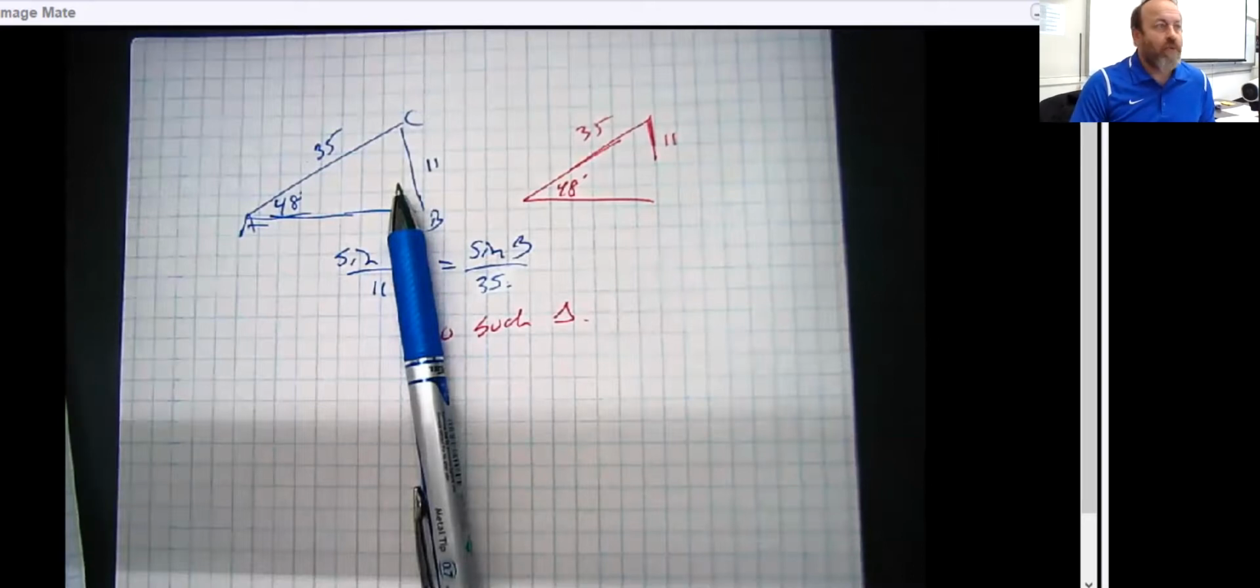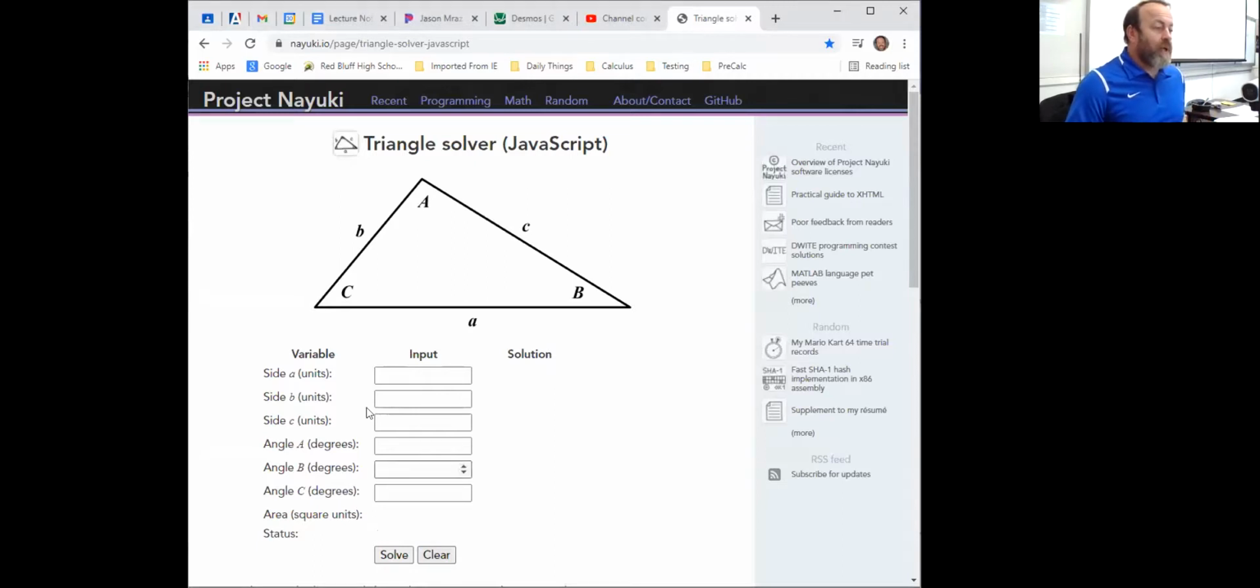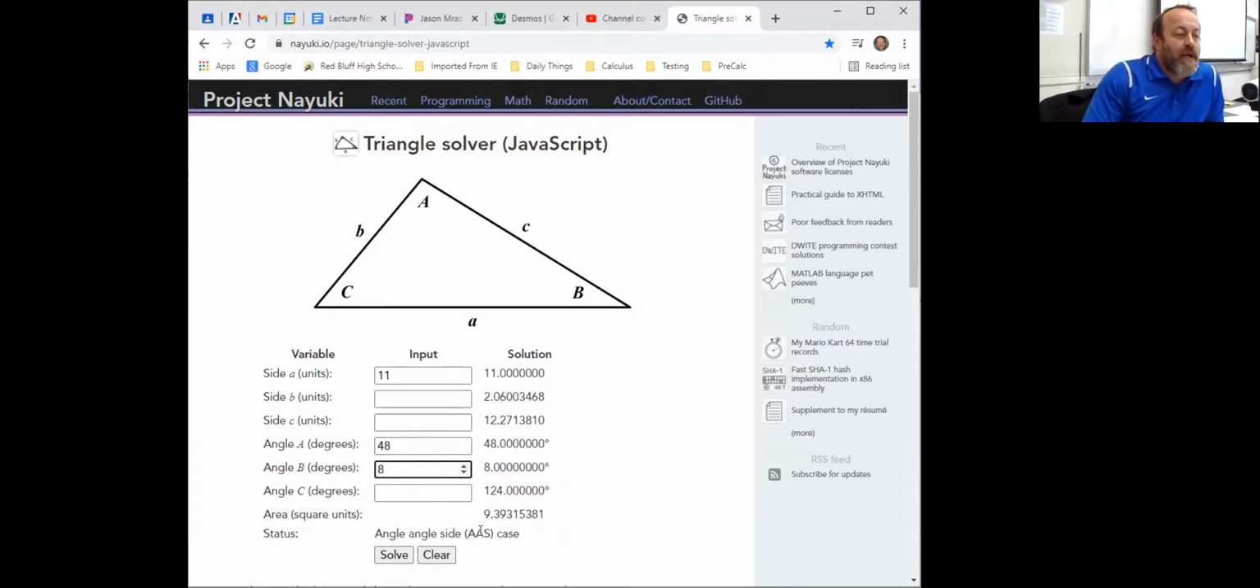Now, as I mentioned before, we also have the ability to look at that software. So again, I looked at this a moment ago. We can clear that data and say, what if I decided I wanted A to be 48, little a to be 11? We'll just go through those problems. The first question, I said it was 8. Oops, I put that in the wrong place. It was actually side B that was 8. And notice it says SSA or ASS. It's a unique solution, and this matches what we did.